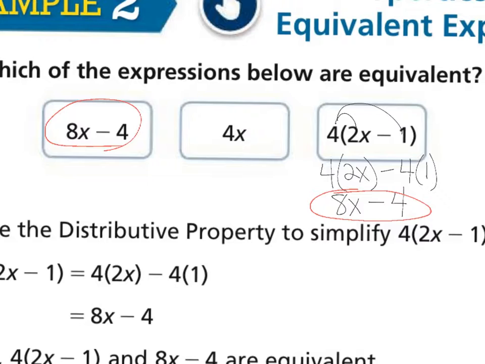Some people might be tempted to then say, well, 8 minus 4 is 4, so it's going to be the same as the middle one also. And that's not actually the case, though. Remember, we have no idea what x is equal to. X could be equal to 1. X could be equal to 1 million. We really don't know.